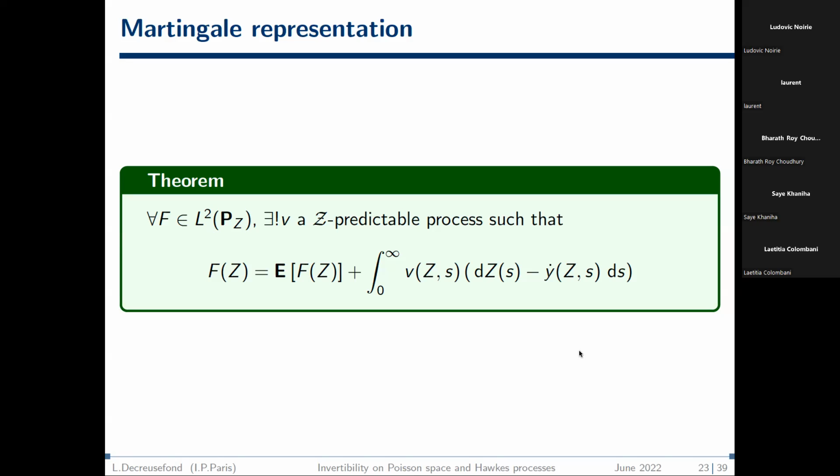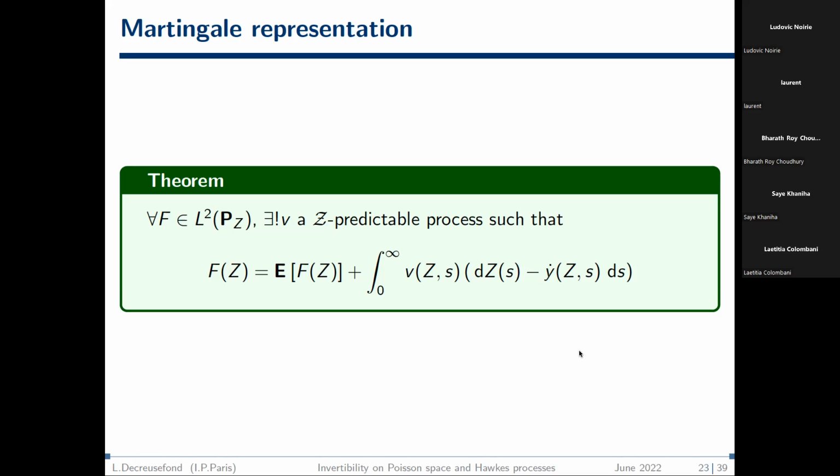The corollary of that is you have a Martingale representation theorem for Hawkes processes, given that they exist, of course. If you have a function which is square integrable with respect to z, there exists a unique v which is z-predictable such that you have this identity. It's given as a trivial consequence, because if y is right invertible, then z is in fact left invertible. So you have the identity of the two filtrations, and that's enough to use the fact that for the Poisson point process you have this theorem, and it yields the theorem for the Hawkes process.